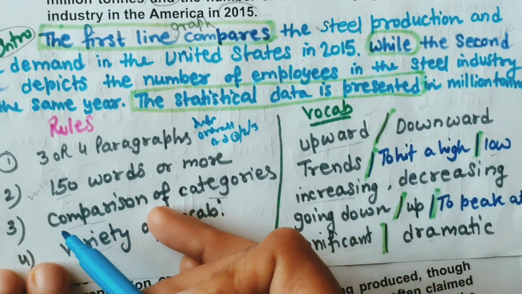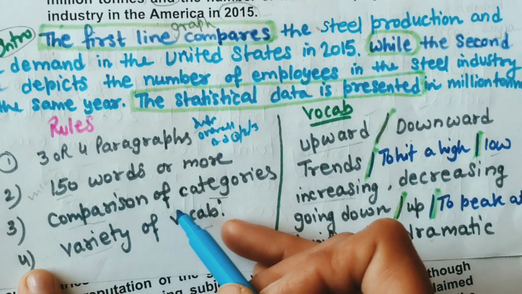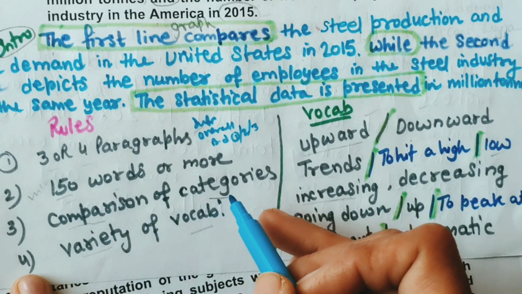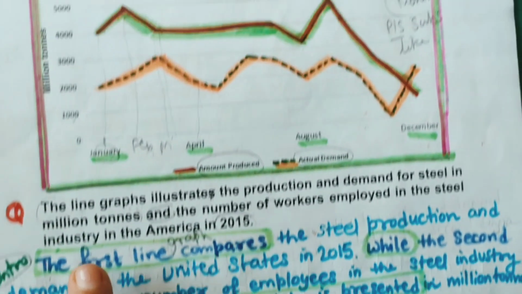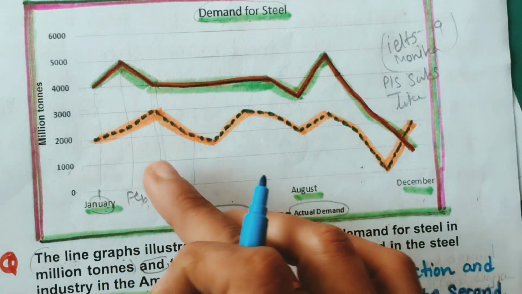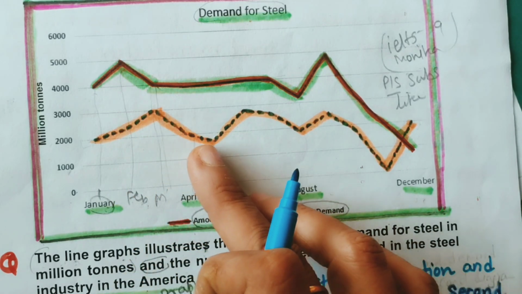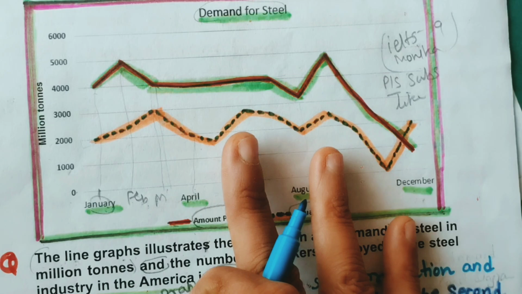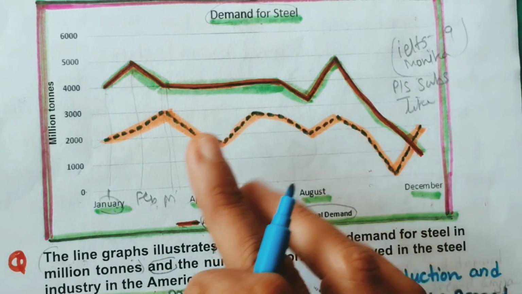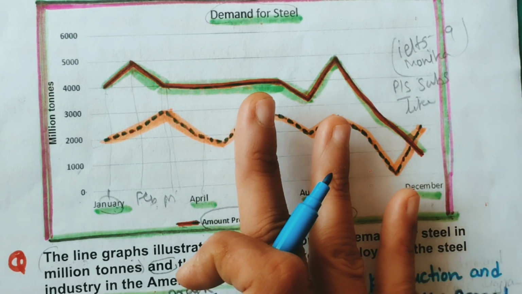And of course, for getting 7+ band scores in writing, always do comparison between all categories. If you just explain things like, in this year this demand was this, it reached, it went down and all, then definitely with the help of varied vocabulary you will get band scores. But if you do not compare the two things, then there will be a problem.